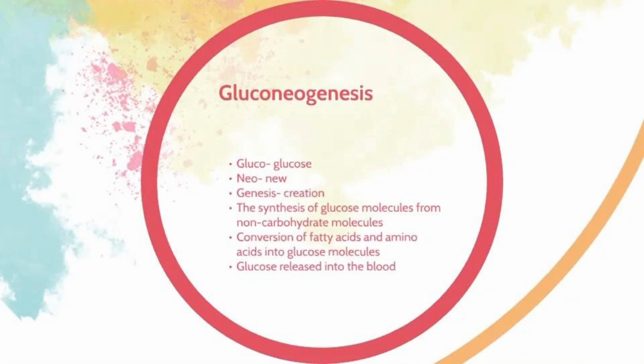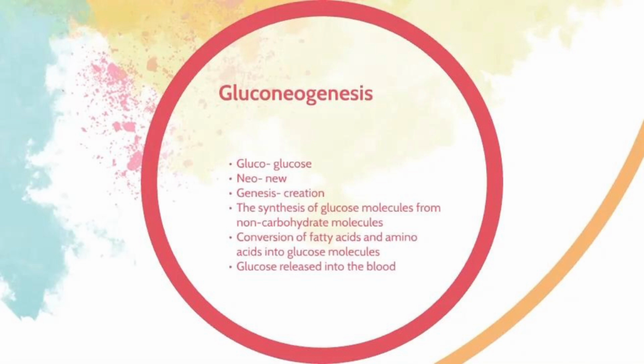So it means that it's done when there is low blood sugar. So glucagon activates an enzyme within the liver that can convert other molecules that aren't carbohydrates, so things like amino acids and fatty acids, into glucose molecules. And then this causes an increase in blood glucose back into the normal range. But this happens when there aren't any glycogen stores available.